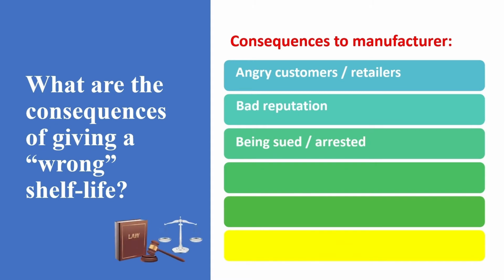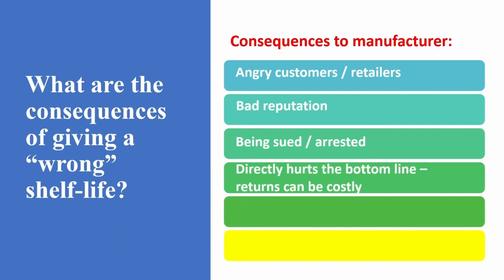They can be sued or arrested. You still remember in part 1, we taught a case of bread which became the green Incredible Hulk in only 1 day. You can refer back to our part 1. Then it directly hurts the bottom line. Oh my goodness, the returns can be very costly. So you can imagine further on this severe case, the company may go bankrupt.